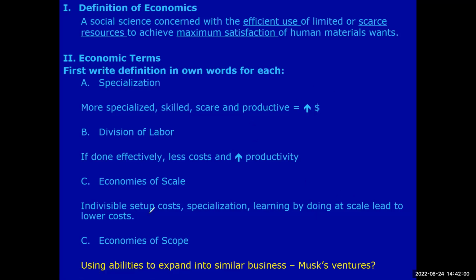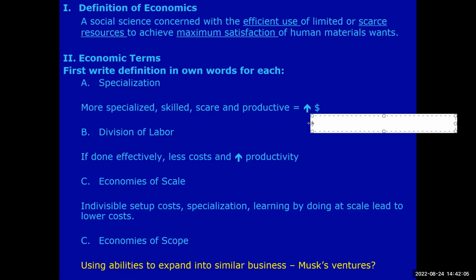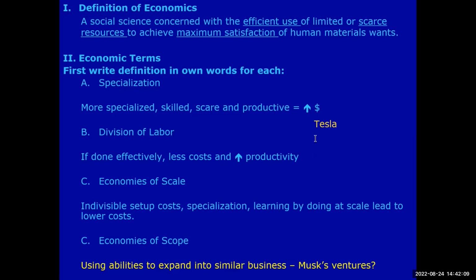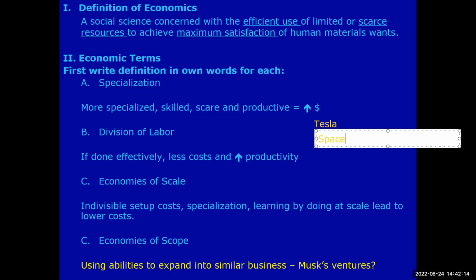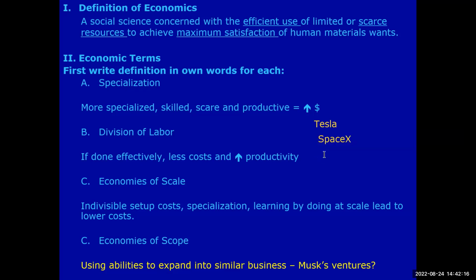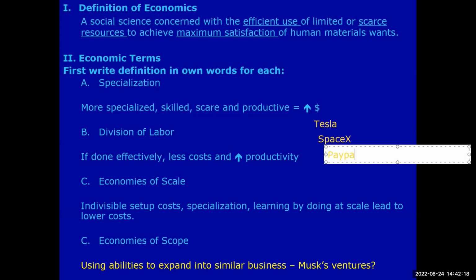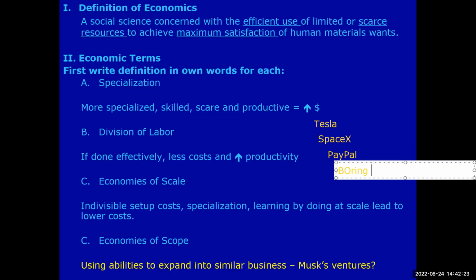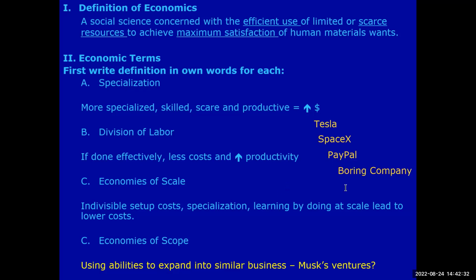What has Mr. Musk done? What are his companies? So write that down in your notes. Tesla. What else? SpaceX. What else? PayPal. Oh, we forgot that last class. Yeah, PayPal. The Boring Company. So creating tunnels for cars to go faster between 2 points. And then, yeah, Neuralink.